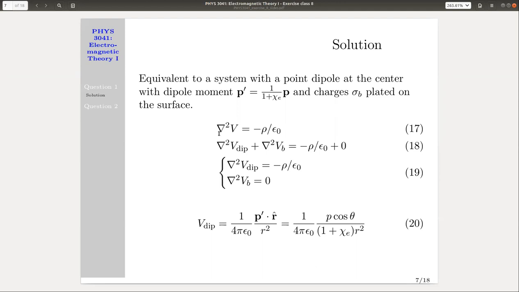So here we have the Poisson equation. And actually you do not really have to start with this Poisson equation, because the Maxwell equation is linear, and then you can simply get the potential as a superposition of two contributions. One is from the point dipole, and the other one is from the bound charge on the surface.